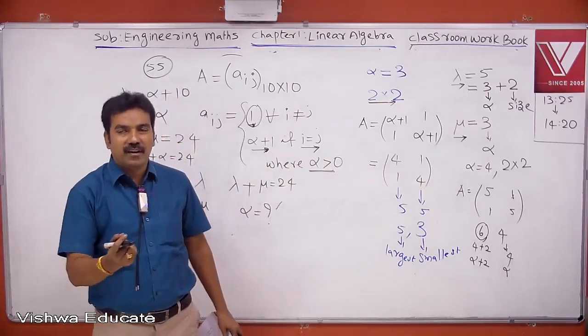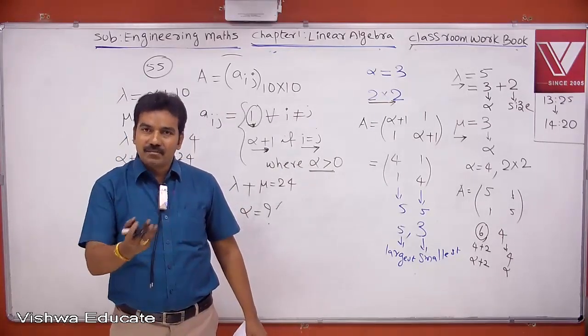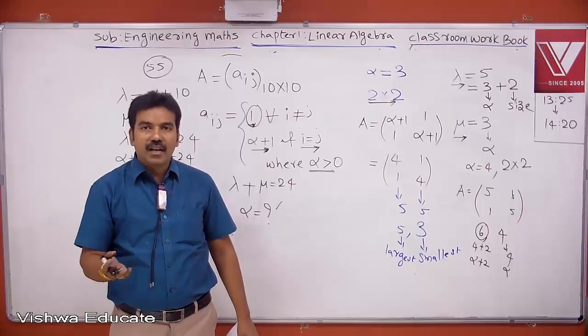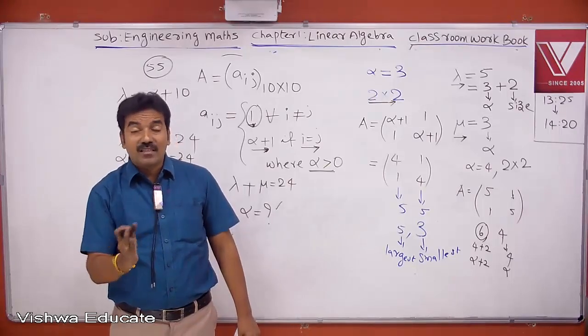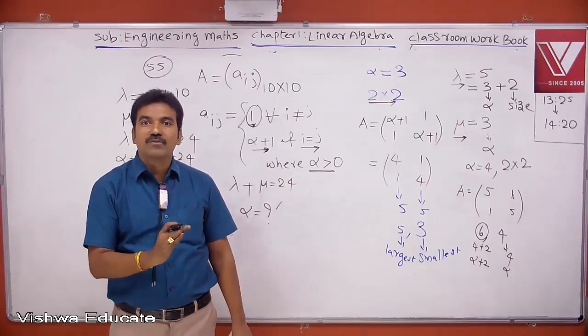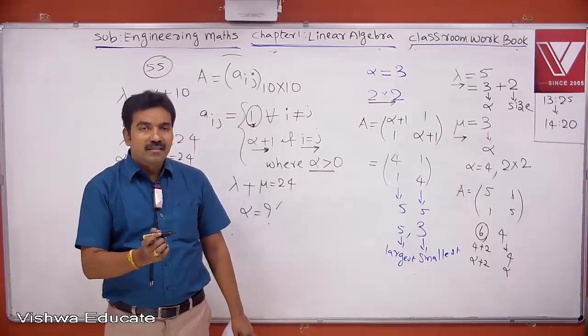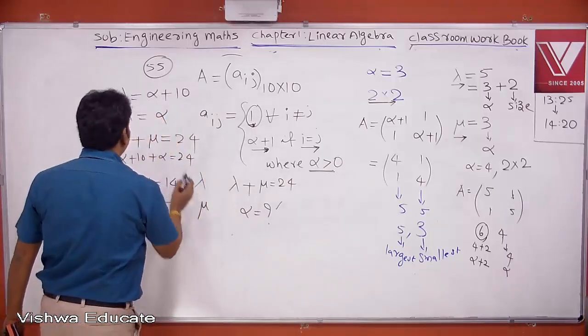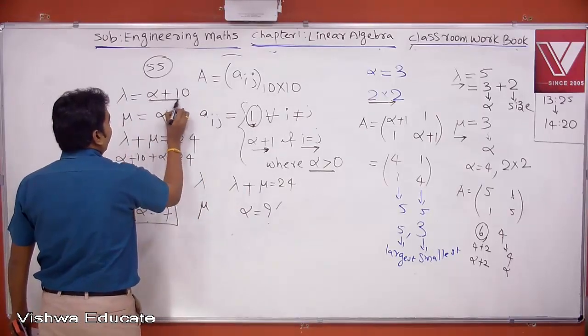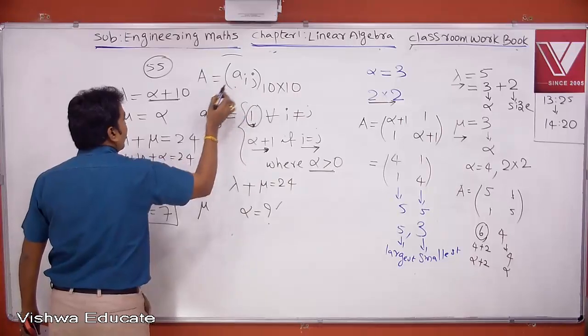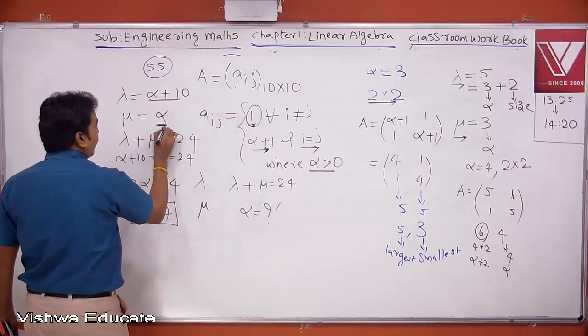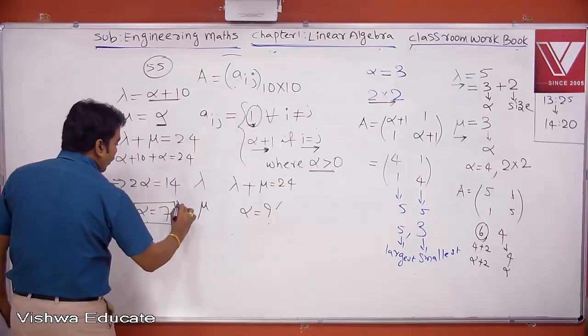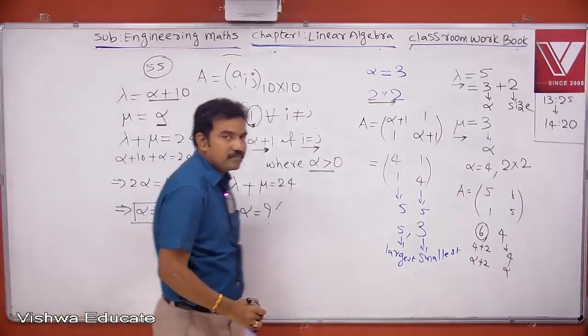Like this, you can go for 3 by 3 also. Take alpha equal to, for example, minus 2. Take some 3 by 3 matrix, find its eigenvalues, and express the largest and smallest eigenvalues in terms of the variable alpha. Then, when you generalize this, the largest eigenvalue will be alpha plus 10, because 10 is the size of this matrix. The smallest eigenvalue is alpha. Proceed with this and you will get alpha equal to 7.